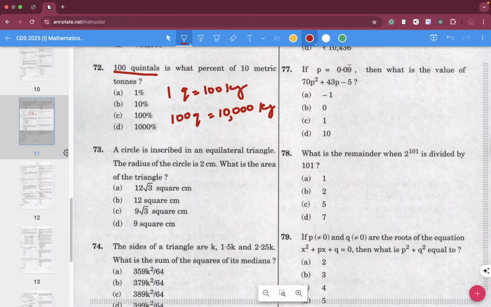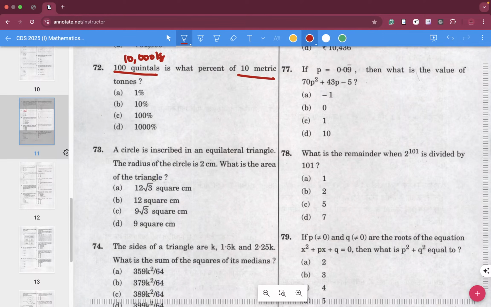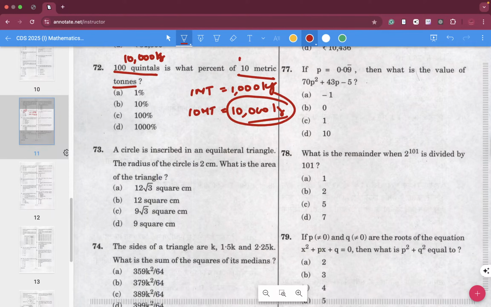So this particular value means 10,000 kg, right? Remember this one: quintal, hectare, metric ton, tons, and all that. These are like repeated ones. 1 metric ton is given as 1000 kg, so 10 metric ton is given as 10,000 kg. Now they are asking 10,000 kg is how much percent of 10,000 kg?